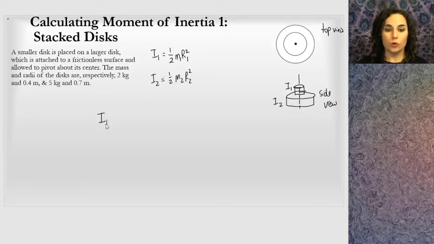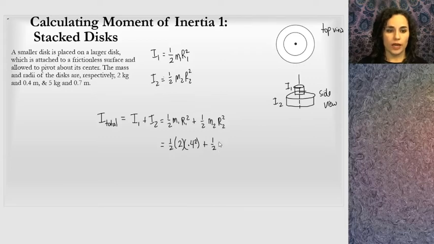If I want to find the total moment of inertia for the entire system here, they're rotating together, I would just take I1 and add on I2. So 1/2 m1 r1 squared plus 1/2 m2 r2 squared. And you could factor out a half if you want to when you plug in numbers. I'm going to leave it out. M1 is 2 kilograms and R1 is 0.4, and I have to square that. 1/2 M2 is 5 kilograms and its radius is 0.7, and I have to square that as well.